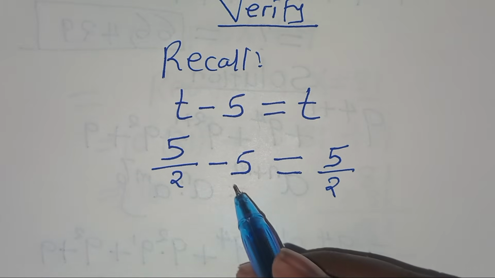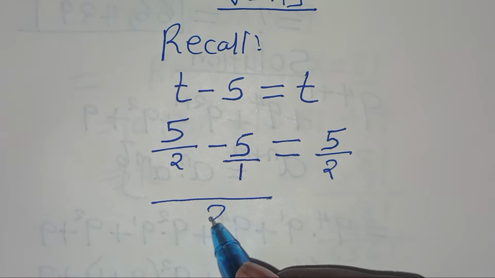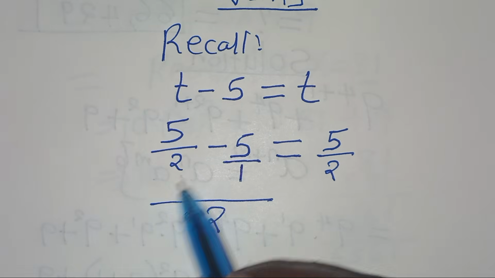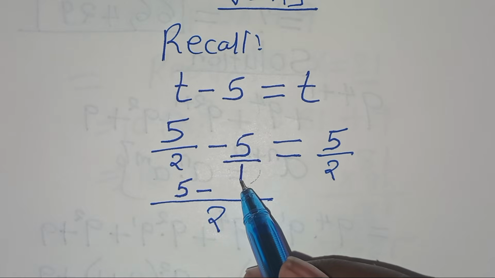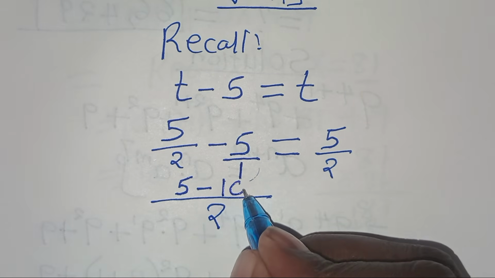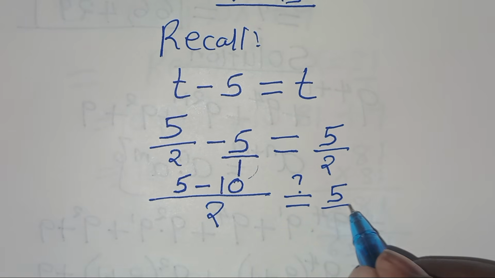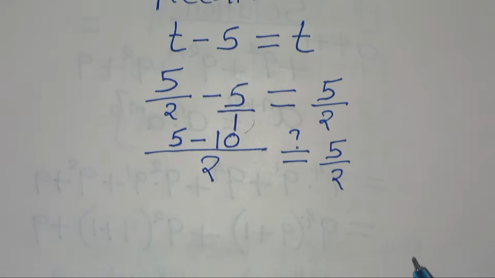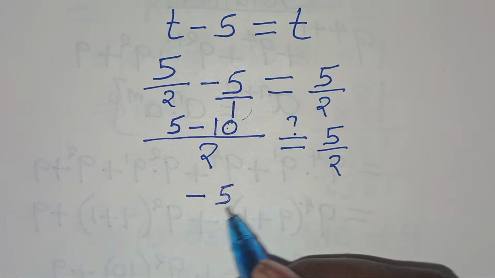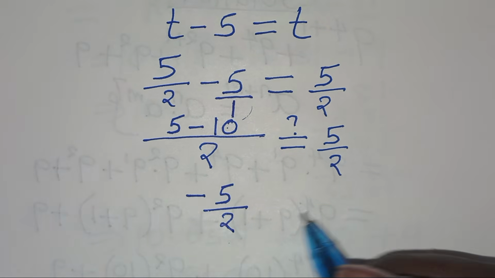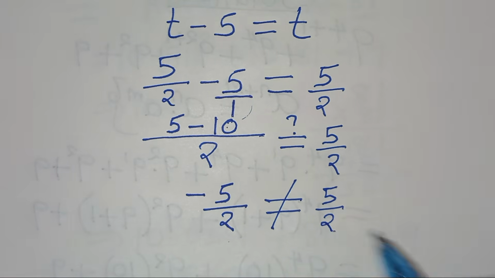Now here we have that 5 is a whole number, so this is over 1. So the LCM is equal to 2, so that we have 2 divided by 2 is 1 times 5, this is 5. Subtract 2 divided by 1 is 2 times 5, this is equal to 10. And let's check if this is supposed to be equal to 5 over 2. So 5 minus 10 is negative 5 over 2. And this is not equal to 5 over 2.